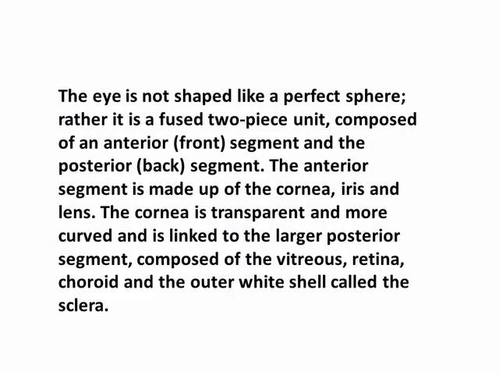The eye is not shaped like a perfect sphere. Rather, it is a fused two-piece unit composed of an anterior, front segment and a posterior, back segment. The anterior segment is made up of the cornea, iris and lens. The cornea is transparent and more curved, and it's linked to the larger posterior segment composed of the vitreous, retina, choroid and the outer white shell called the sclera.